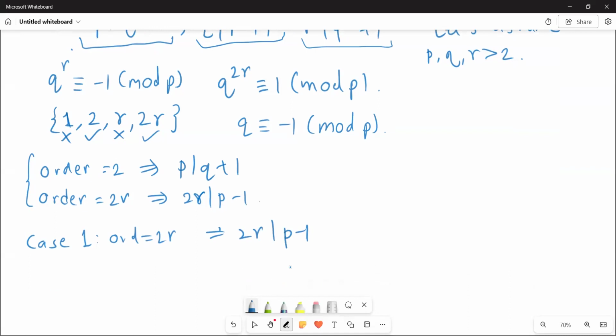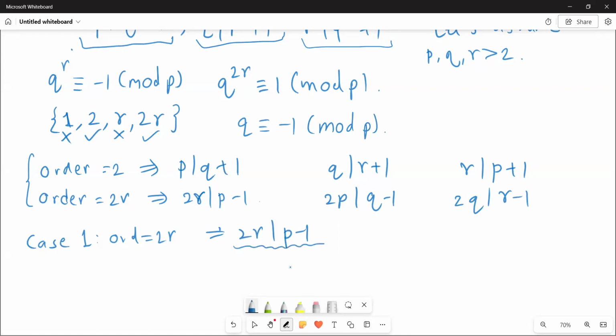Okay, and for the other cases, what kind of things can we get? q divides r plus 1, or 2p divides q minus 1. And for the third case, we will get r divides p plus 1, or 2q divides r minus 1, right? And we are assuming 2r divides p minus 1.